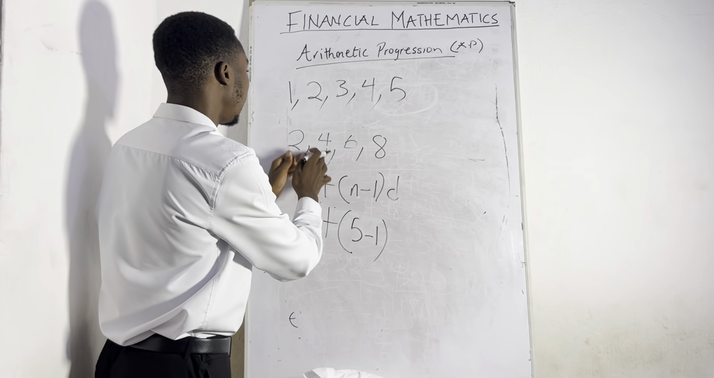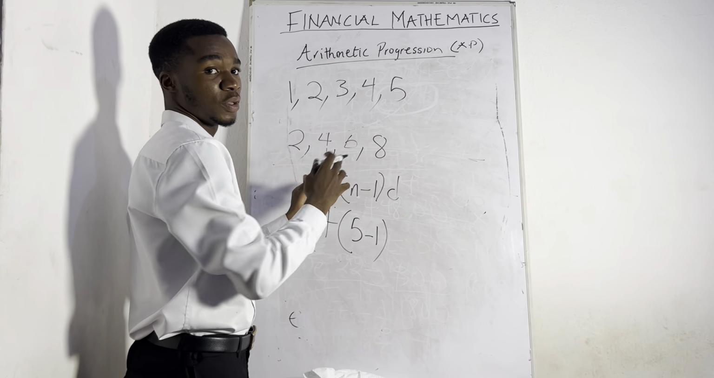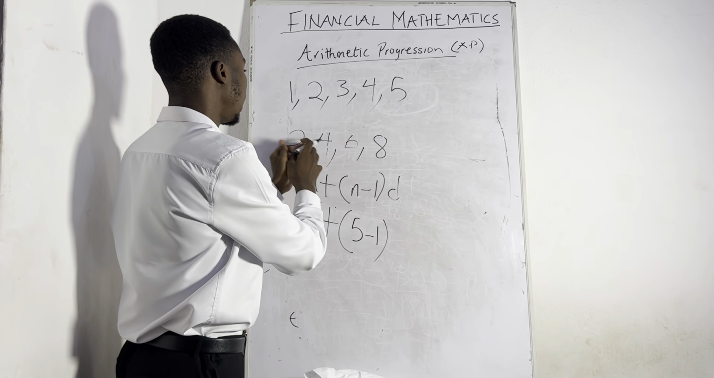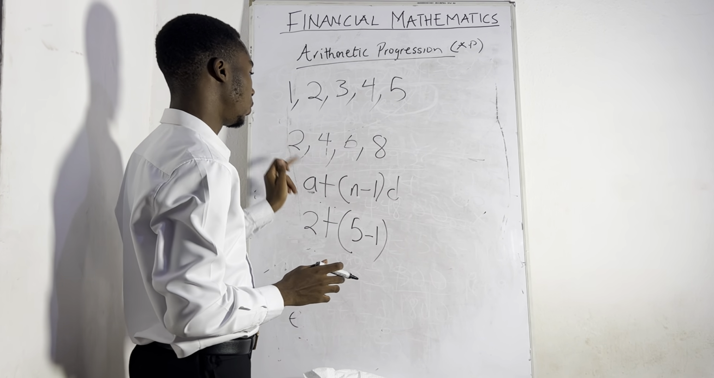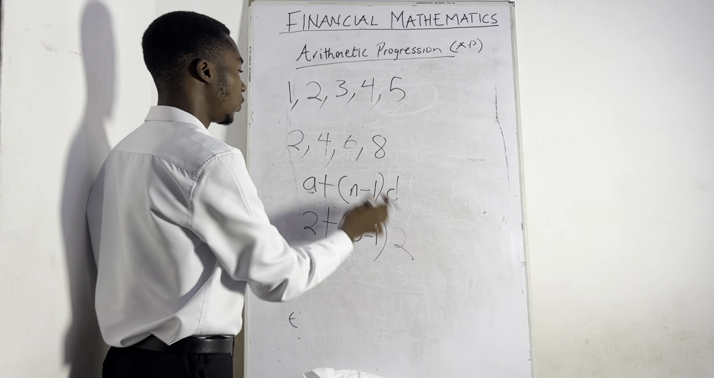Then I said d is the common difference. So either the second term minus the first term, the third term minus the second term, or the fourth term minus the third term, any of them. So you can just take the second term minus the first term, which is 4 minus 2. So that would be 2. You get it? Similarly, 6 minus 4 will give you 2.